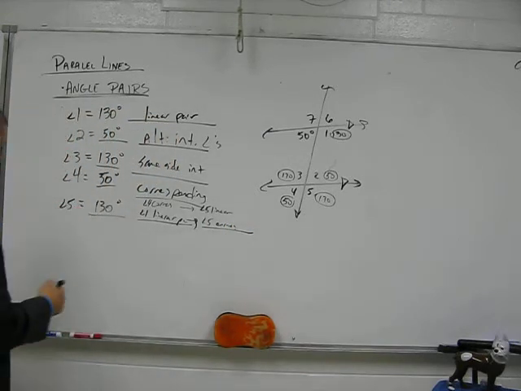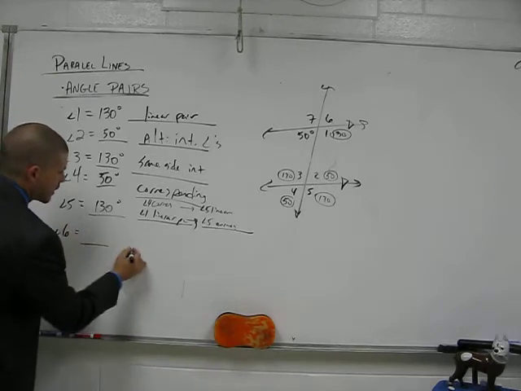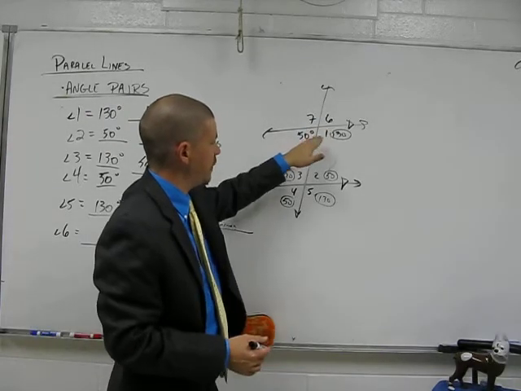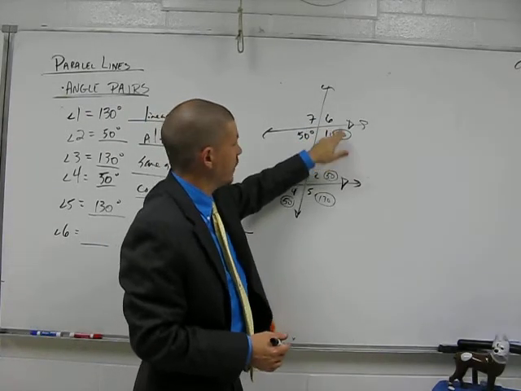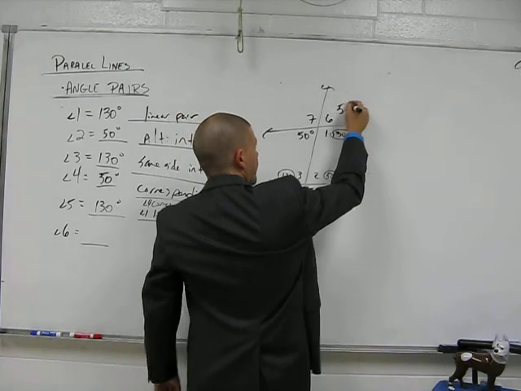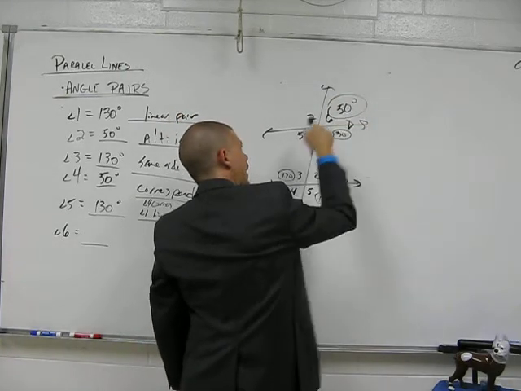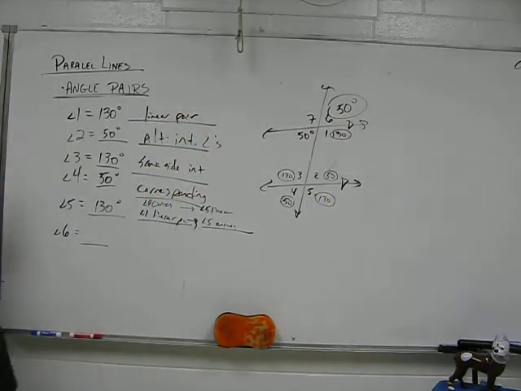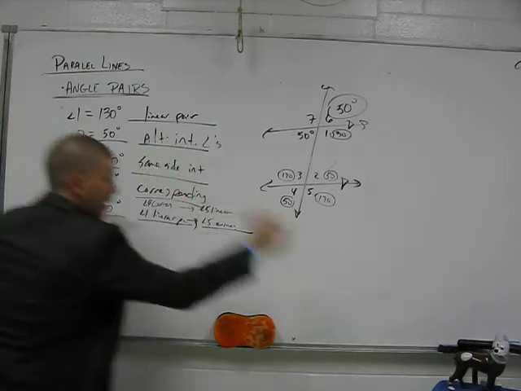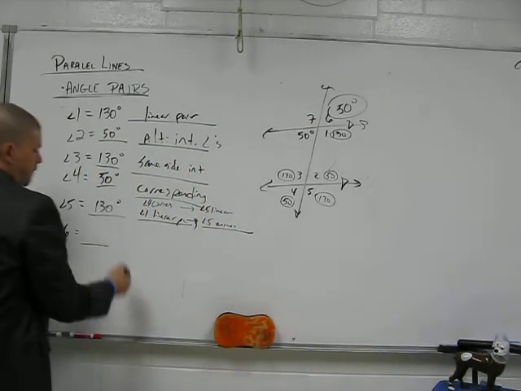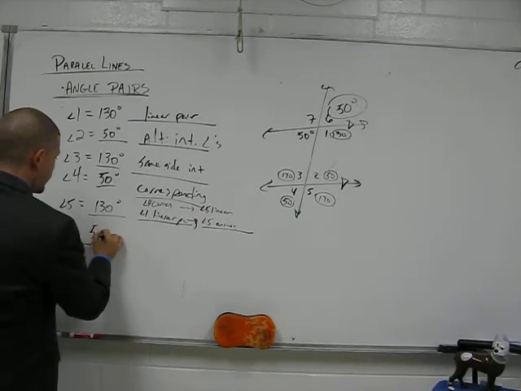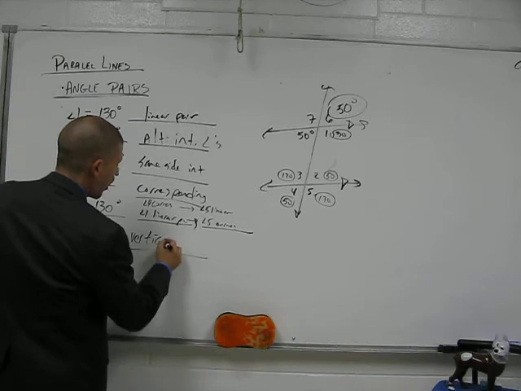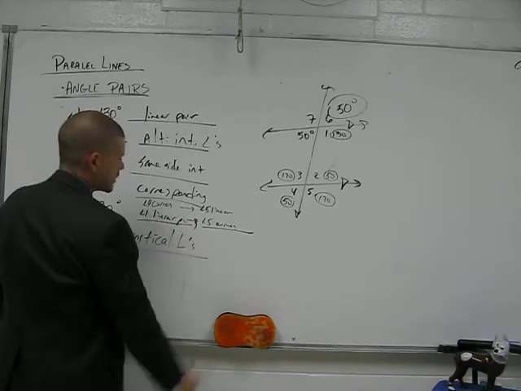Now, the last one, angle 6. Angle 6, what is the reasoning, or how much is angle 6 going to be? Well, if this is 130, that means that is also going to be 50 degrees. But how does that compare to the original angle? What kind of angles are the 50 and the angle 6? Let's see. That's right. Man, you're good. You've been in my class for a long time. 50 degrees because of vertical angles. That's the answer to that.